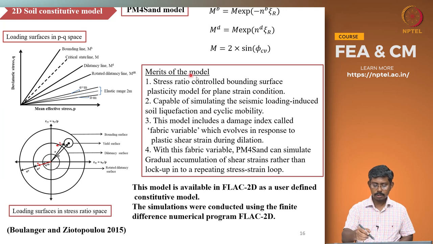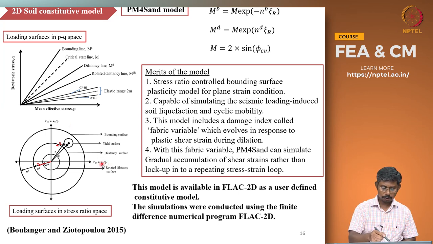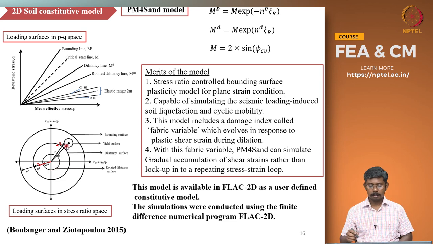It is essentially a stress ratio controlled constitutive model. The stress ratio is the ratio of shear stress to mean effective stress. The mean effective stress decreases progressively due to the applied loading cycles because the pore pressure increases. So the stress ratio increases, and it increases back and forth because it is cyclic loading. The possibility of capturing the plastic strains within the bounding surface allows the model to capture the response of sand to cyclic loading. So this is the concept behind the PM4Sand model.